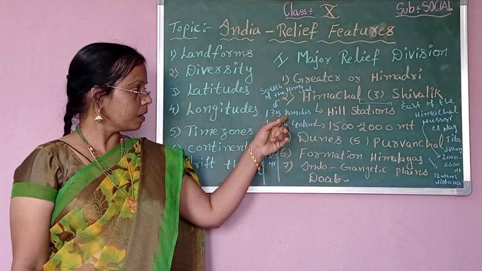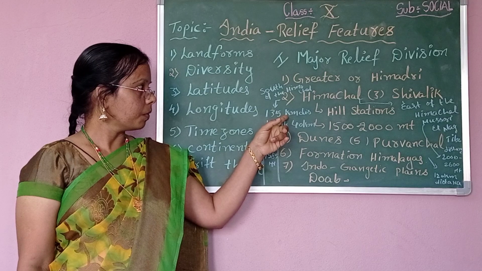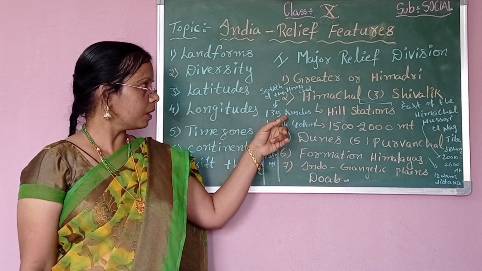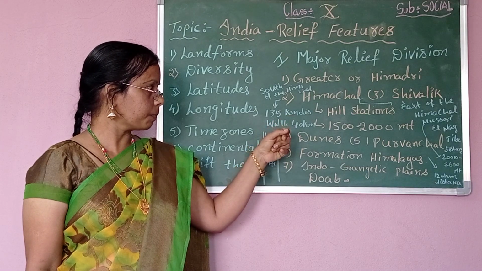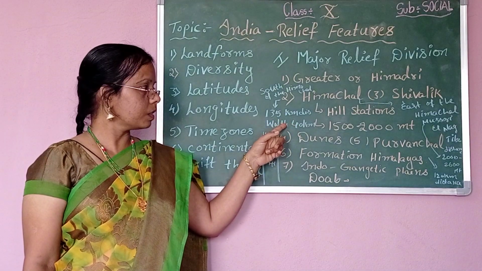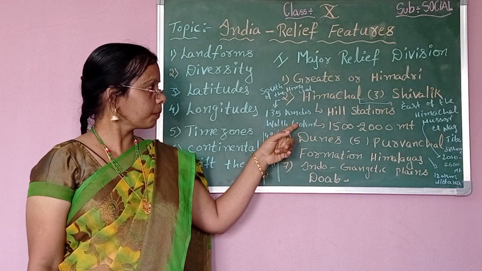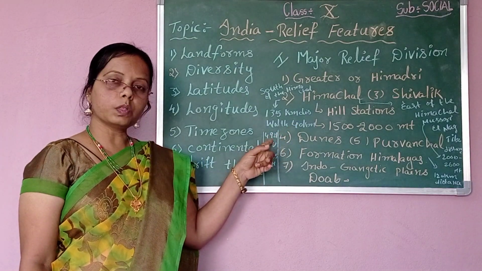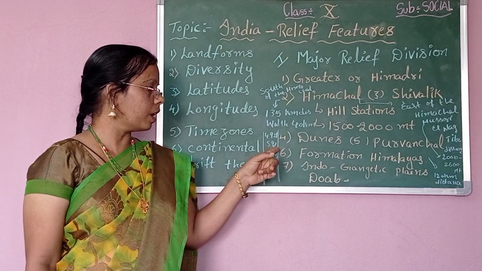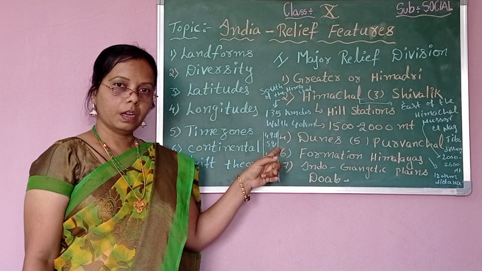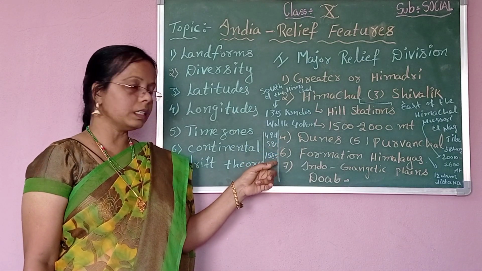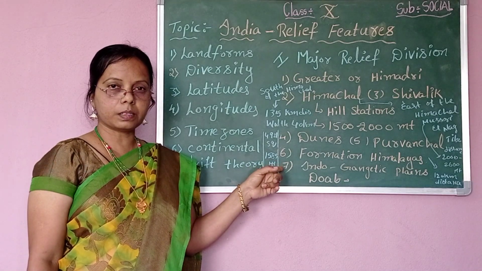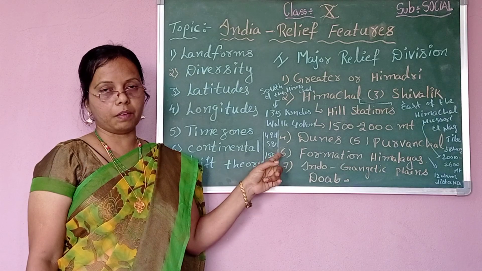The length of this Pir Panjal is 135 kilometers and the width is 40 kilometers. The area occupied is 4,921 square kilometers. And the elevation of the range is 485 meters from the mean sea level.